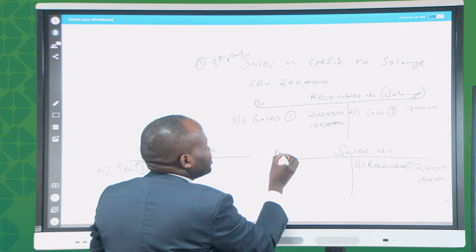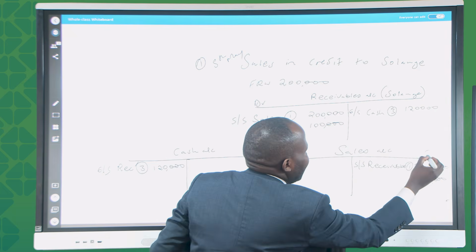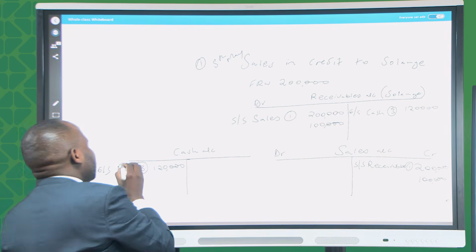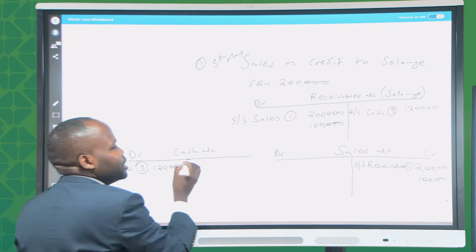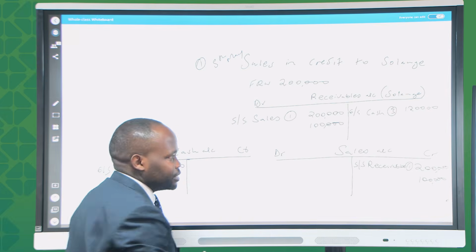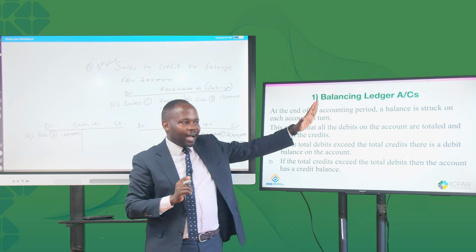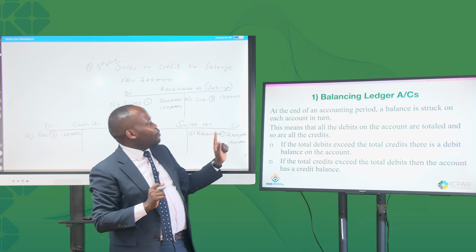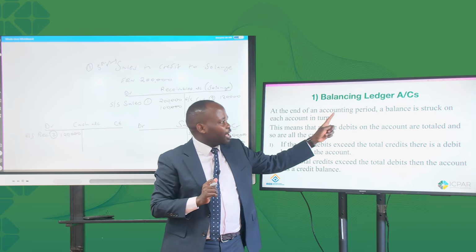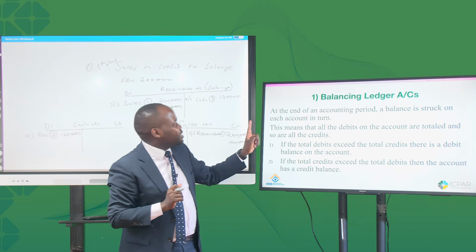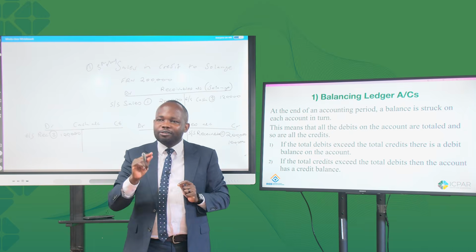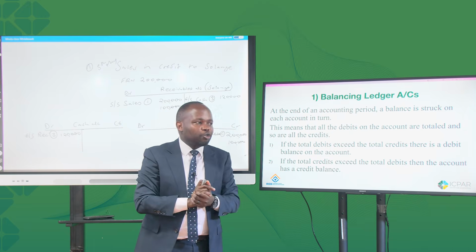And all ledgers must have debits and must have credits. That is what we are calling ledger accounts. Now, in our ledgers, at the end of an accounting period, a balance is struck on each of the accounts in turn. What do we mean by that?